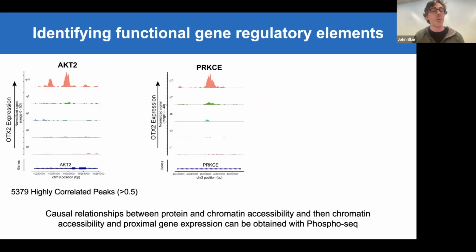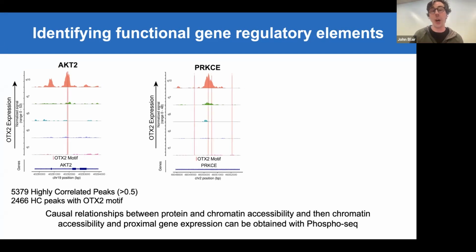With the transcription factors, we want to be able to identify functional gene regulatory elements as well. So using OTX2 as an example, what we can do is we can look for open chromatin that is highly correlated with OTX2 expression. So if we do that using a fairly stringent cutoff of 0.5 for open chromatin and protein, we can find about 5,000 peaks that are highly correlated with OTX2. We can then filter those peaks for those that actually possess an OTX2 transcription factor binding motif, and this lowers it to about 2,500 highly correlated peaks with the OTX2 motif.